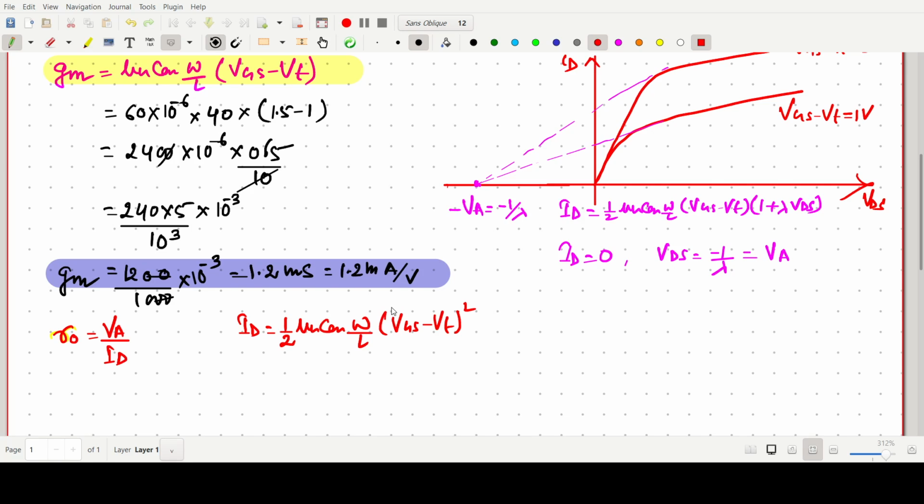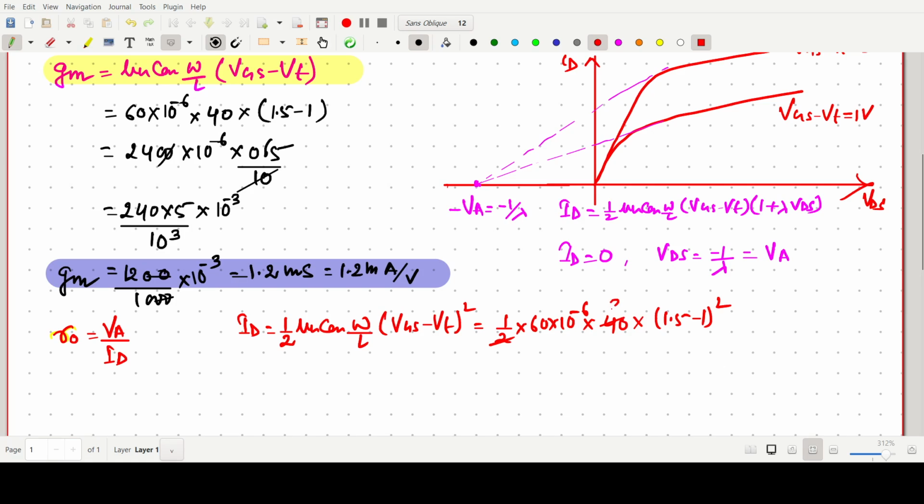Clear. For the amplifier design, the linear amplification can be obtained by considering the MOSFET in the saturation region. In the last video I also mentioned. So this one is 1 by 2 into 60 into 10 to the power minus 6, then W by L is 40, then (1.5 minus 1) whole square. Now we have to solve.